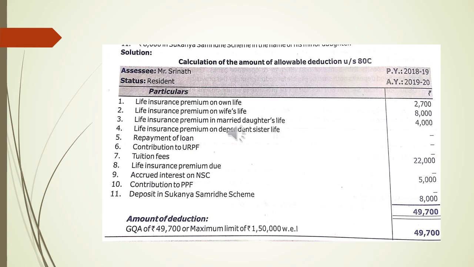So after adding all these items, the total comes to 49,700. But the actual amount which is allowed is 49,700 as your actual investment, or rupees 1,50,000, whichever is less. So the lesser amount is 49,700. You are eligible to claim 49,700 as deduction under Section 80C from your gross total income.